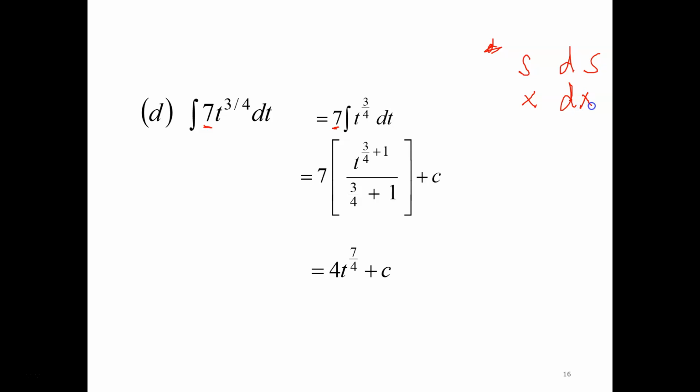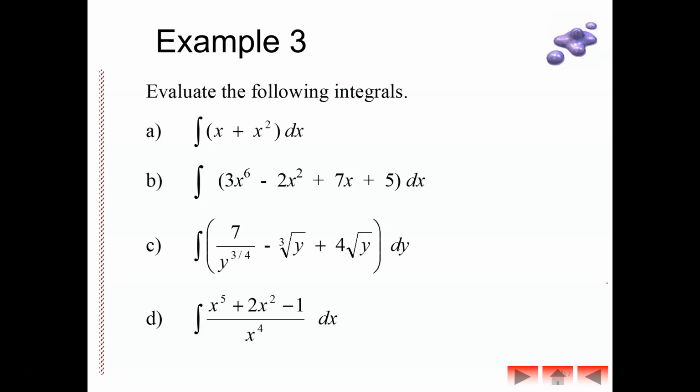Okay, like that. Okay, so 7 still remains here, so you just integrate this one, t to the power of 3 over 4 plus 1, divide by this. Okay, so you get this, and plus c over here. So you simplify it, then you get this answer. Okay, so this is example 3.